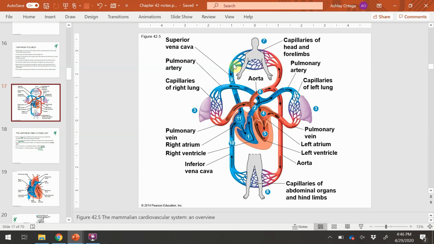And so returning blood from the upper half of the body will be through the superior vena cava. And then returning blood from the lower part of the body is going to be from the inferior vena cava. That will then go to your right atrium. And then from there it goes back to the right ventricle.